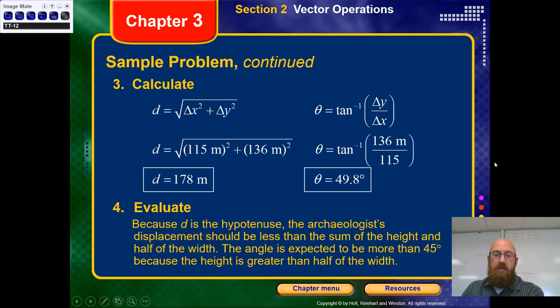Now, hard part, does it make sense? Expect it to be more than 45 because the height is greater than half the width. Yes, it makes sense.